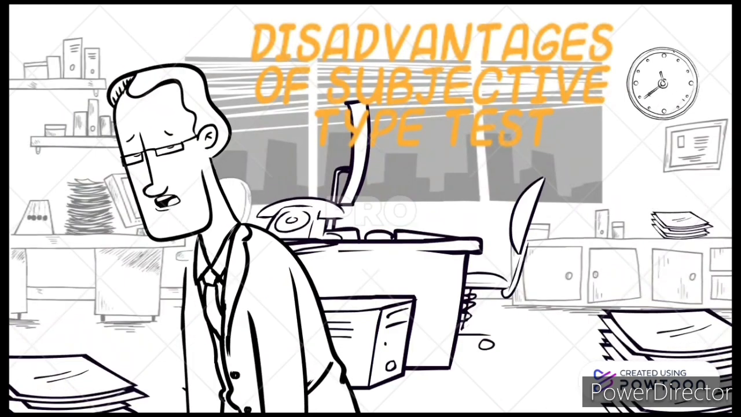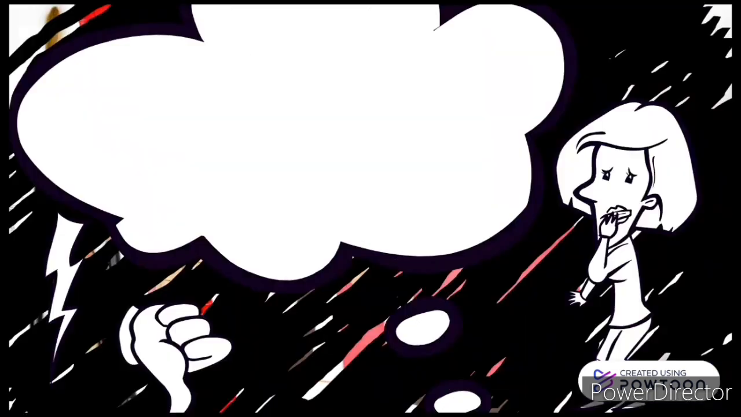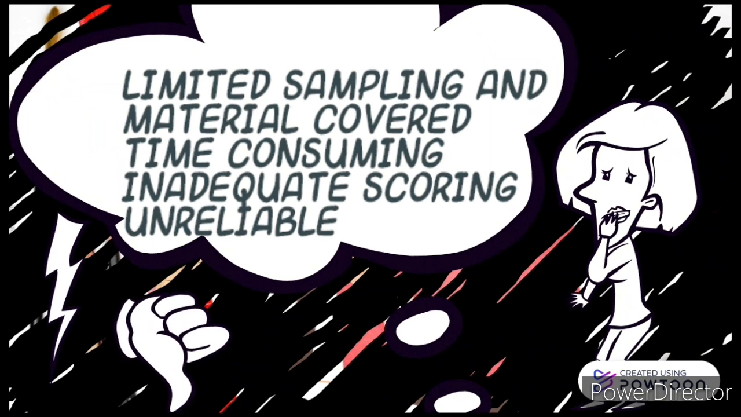On the other hand, we have some disadvantages of subjective type tests. First, limited sampling of the material covered. Second, the scoring is extremely time-consuming. Consequently, inadequate scoring can make the scoring subjective, and sometimes it can be unreliable.